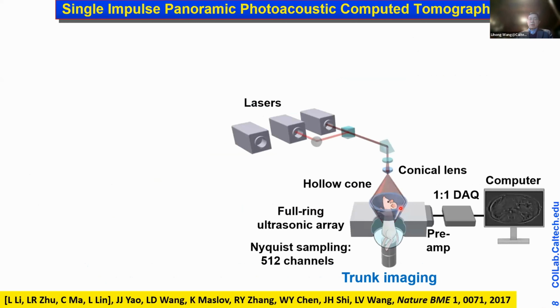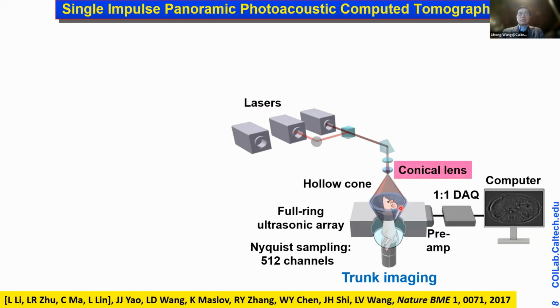For the 2003 work, we used a single element transducer. It took a while to acquire a cross-sectional image because you have to rotate the transducer to mimic a ray. Finally, we built a single impulse panoramic photoacoustic CT system. The system can be configured for truncal imaging.